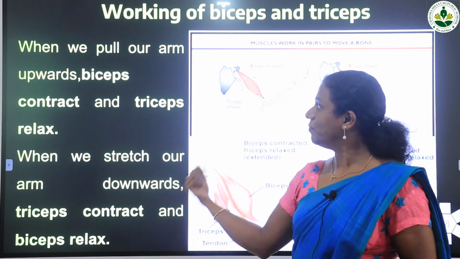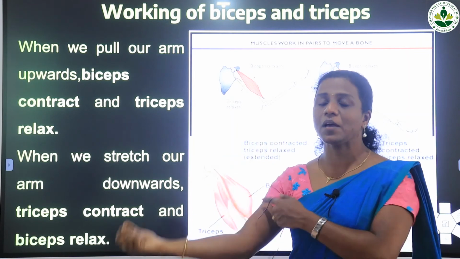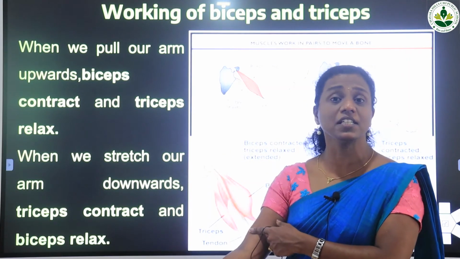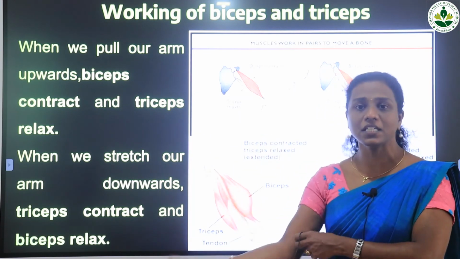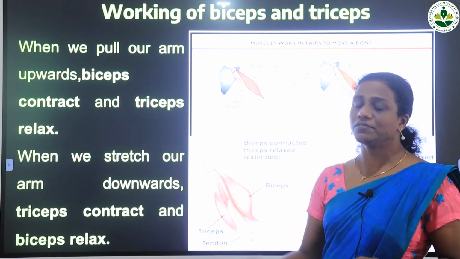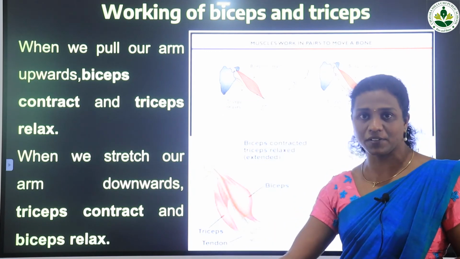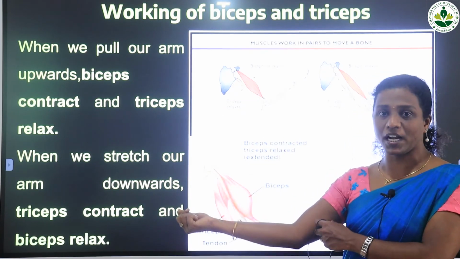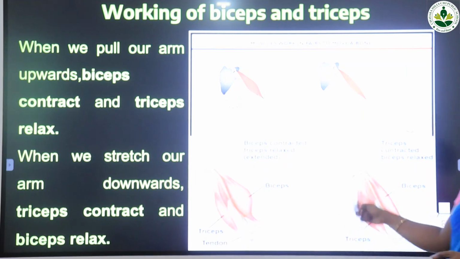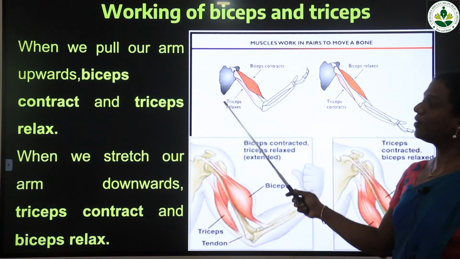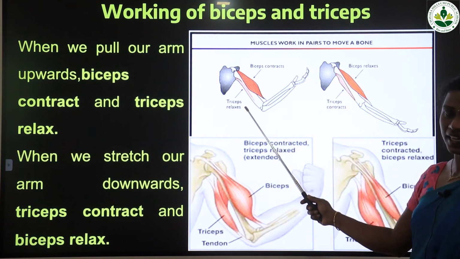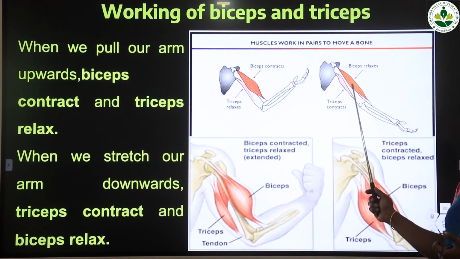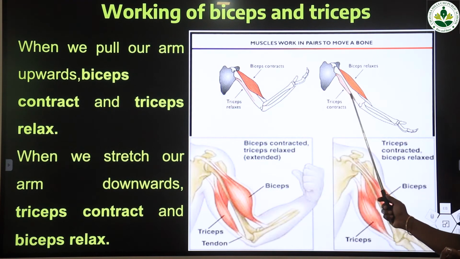So when we pull our arm upward, what will happen? The muscles on the front side of our upper arm, that is biceps, contract and triceps relax. The next case, when we stretch our arm downwards, what will happen? The triceps contract and biceps relax. You can see in the picture. When we pull our arm upwards, the biceps contract and triceps relax. When we stretch our arm downwards, triceps contract and biceps relax.